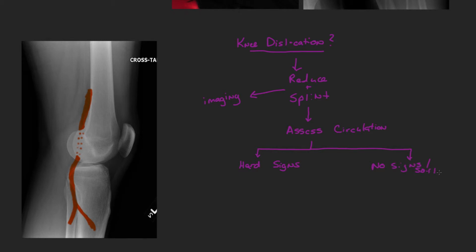So what are the hard signs? If you're thinking expanding hematoma, pulse deficits, bruits, or other signs of ischemia, you're absolutely correct. Your soft signs are more things like a stable hematoma, associated peroneal nerve injury, which causes what? That's right, foot drop. Or signs of a recent hemorrhage that have since stopped.